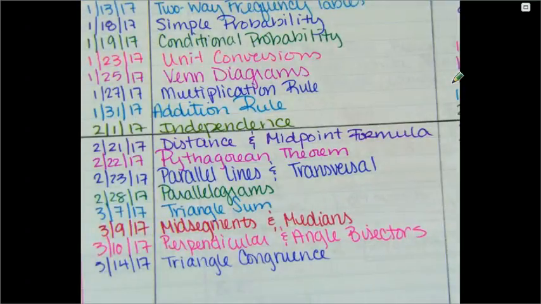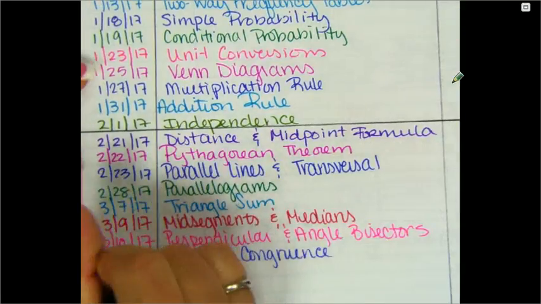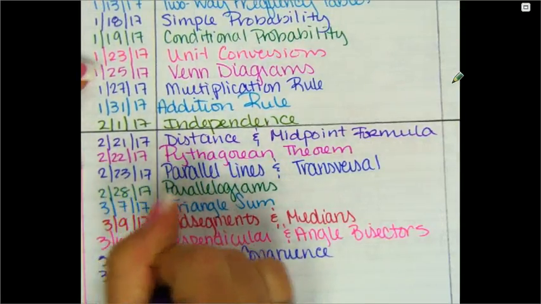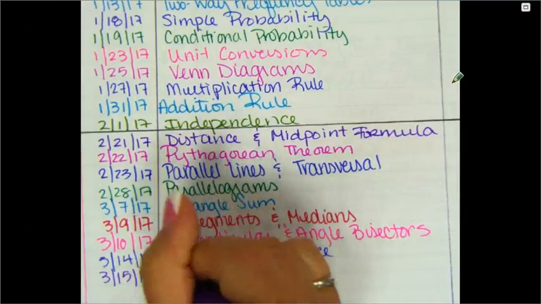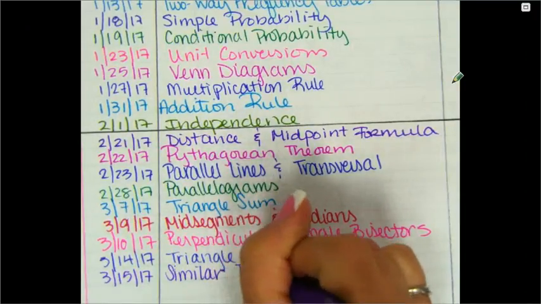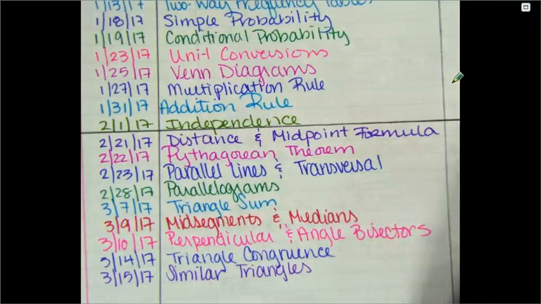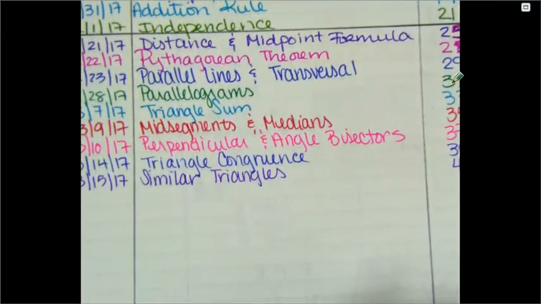Today we're going to use similarity. Similarity resembles congruence, but it's not the same. Okay? I am going to highlight a little bit in our notes. So we're going to do similar triangles.